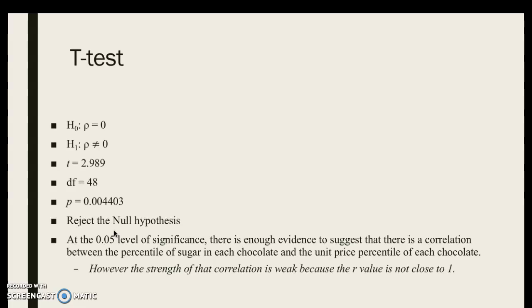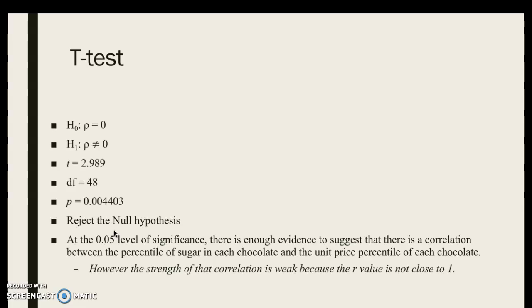Now, explaining the methods, or how I figured this out, was by using a t-test, with the null hypothesis being rho equals 0, and the alternative hypothesis being rho does not equal 0. I calculated that the t-value was 2.989, with the degrees of freedom being 48, and the p-value being 0.004403. And from those values, I rejected the null hypothesis.